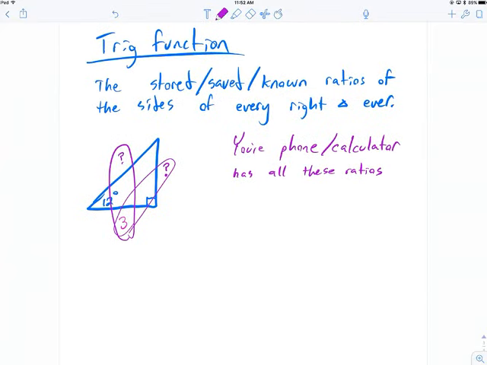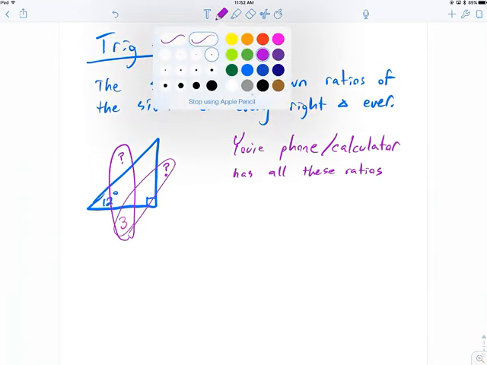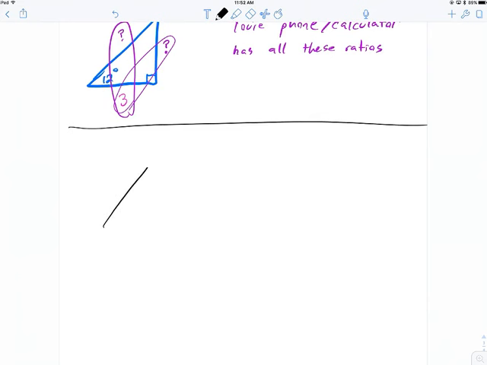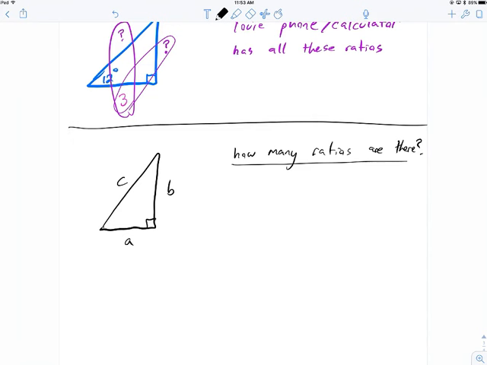Now, just as a side note here, how many ratios are there even in this triangle, okay? So let's look at this. In this triangle, this is just a generic A, B, C. How many ratios are there? And every single ratio is stored in your calculator. Actually, it's calculated by your calculator, but we'll think of it as being stored in there. Okay, well, let's think about this.